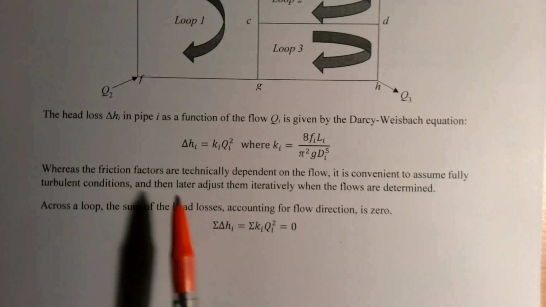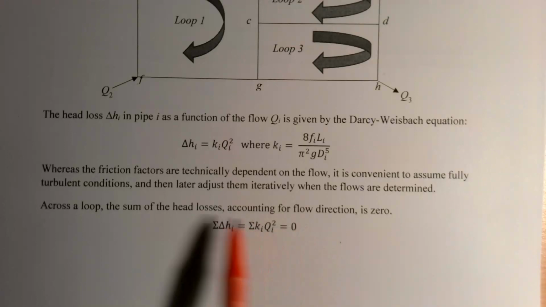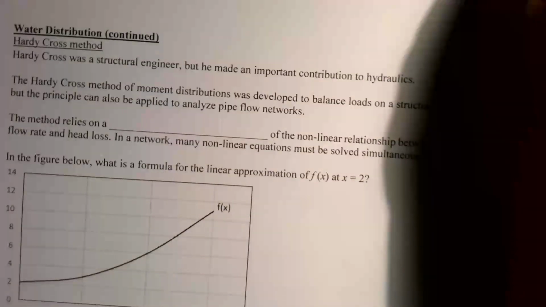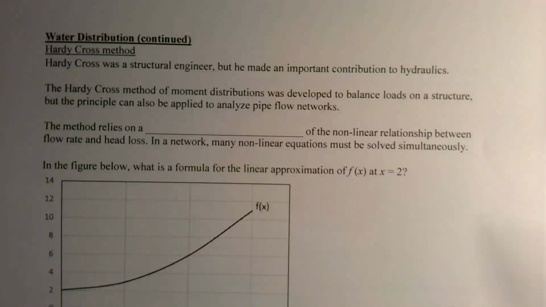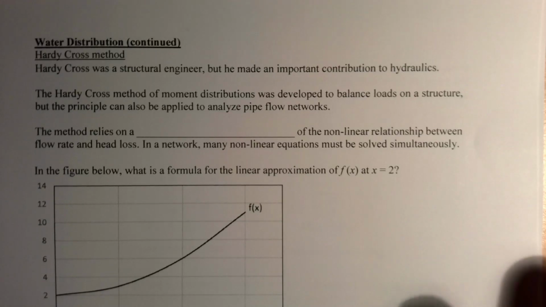And then around a loop, we know that the sum of the head losses around the loop should be 0 if we account for the direction, and that's equal to K times Q squared for each of those different parts around the loop. Okay, all right, so once we've analyzed the flows around the loop, we can write a system of equations that we can solve. But when you start getting into really large systems of equations that are nonlinear like this, we need an approach that we can use to systematically find them.